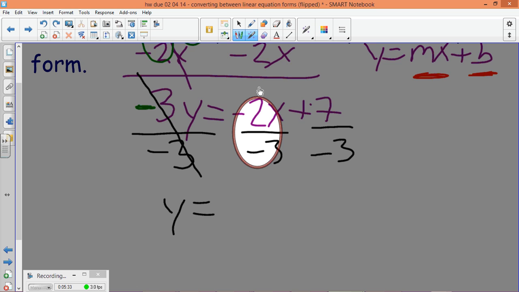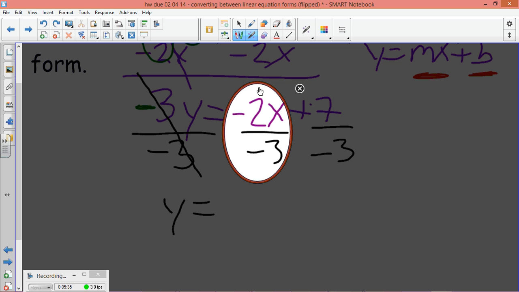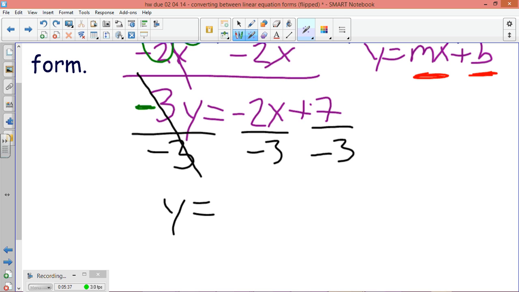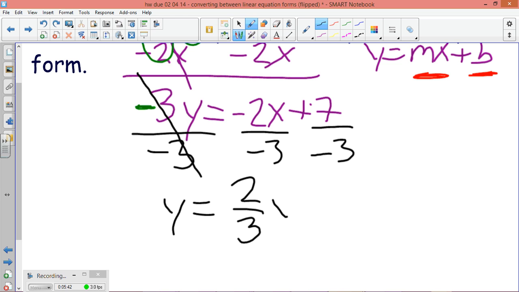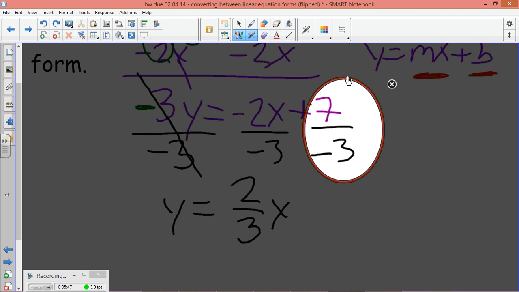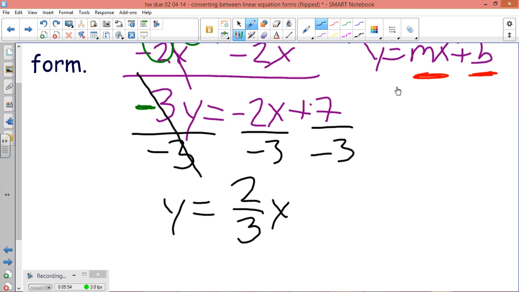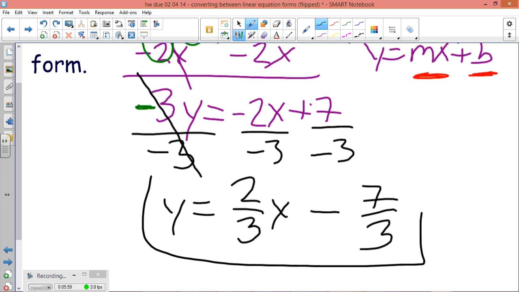-2 divided by -3. A negative divided by a negative gives me a positive, so I'm just going to write 2/3 x. And then I have a +7 divided by a -3. That is just going to turn into -7/3. Nothing reduces, so I am done. Okay? Good enough? Excellent. I'm going to go on to the next one.